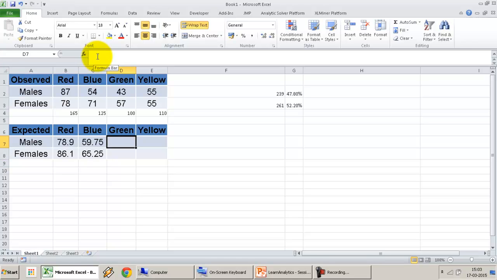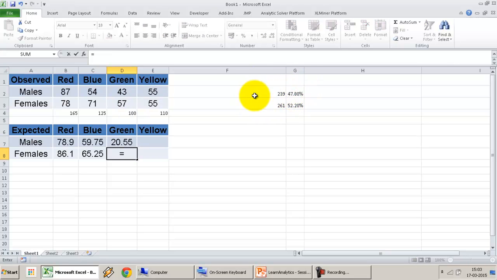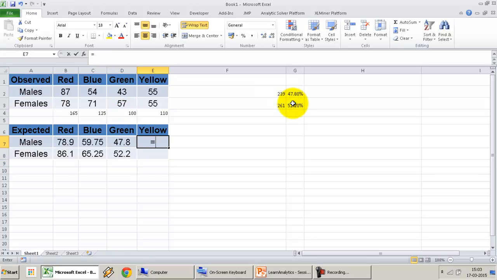Right. Similarly, let's do it for Green House. So Green into percentage of males. I'm sorry, I multiplied this with the wrong number. It has to be the column total 100 multiplied by 47.8. So we should get 47.8 there. And similarly, it should be 100 multiplied by 52.2. For Yellow, again, we look at the Yellow column total, multiply it with the percentage of males, and again the column total multiplied with the percentage of females.